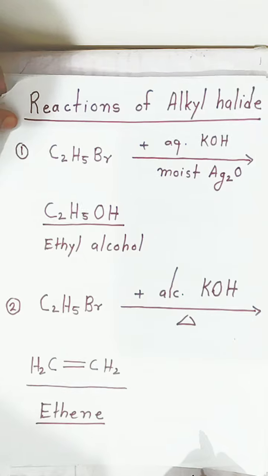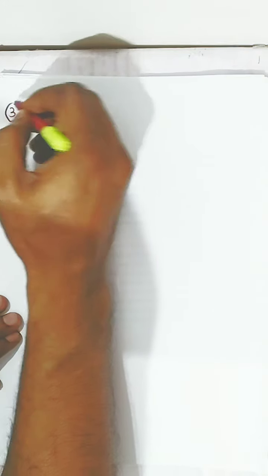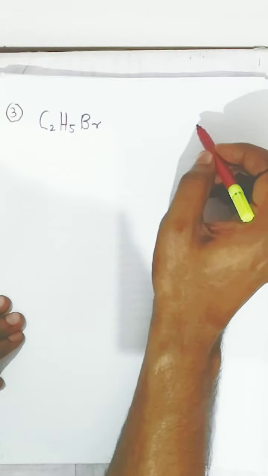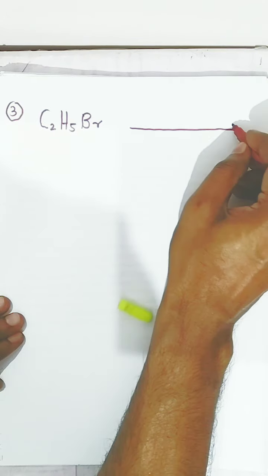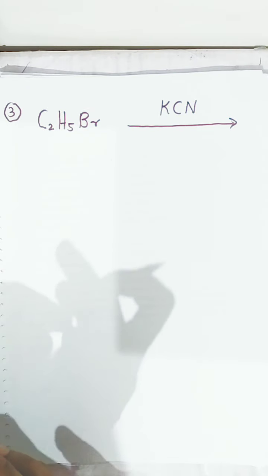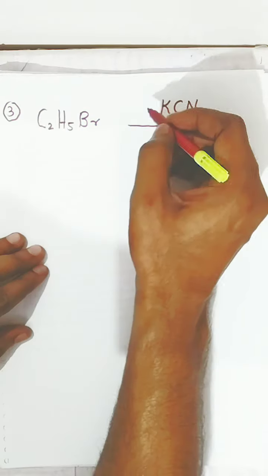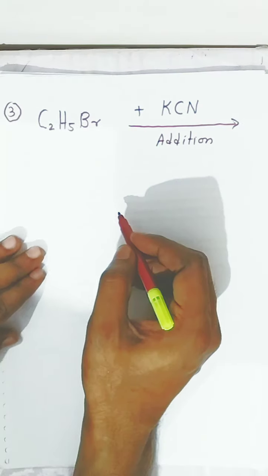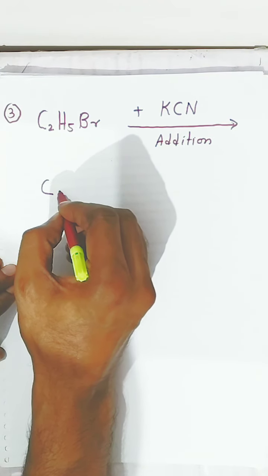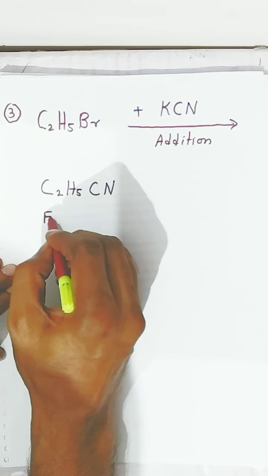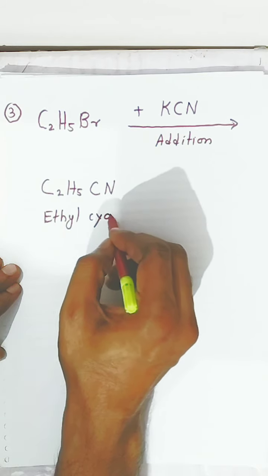Now students, the third reaction of alkyl halide: you have the simple alkyl halide again, C2H5Br. Now we are adding potassium cyanide. Here again there will be a substitution reaction. If you add this, it will become C2H5CN, ethyl cyanide. You will get the product ethyl cyanide.